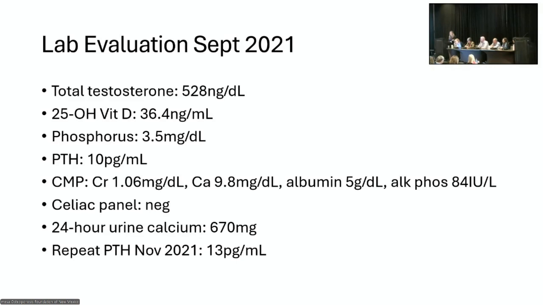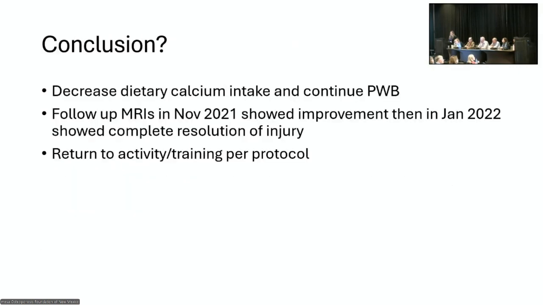And I repeated his PTH about 2 months later. And while it was not normal, one could argue it is perhaps trending in the right direction. And so we decided to leave it there. So again, our conclusion, decreased dietary calcium. He continued his partial weight bearing protocol per our hip specialist. He had follow-up MRIs in November of 21 showing improvement in edema. Then in January 2022, complete resolution.